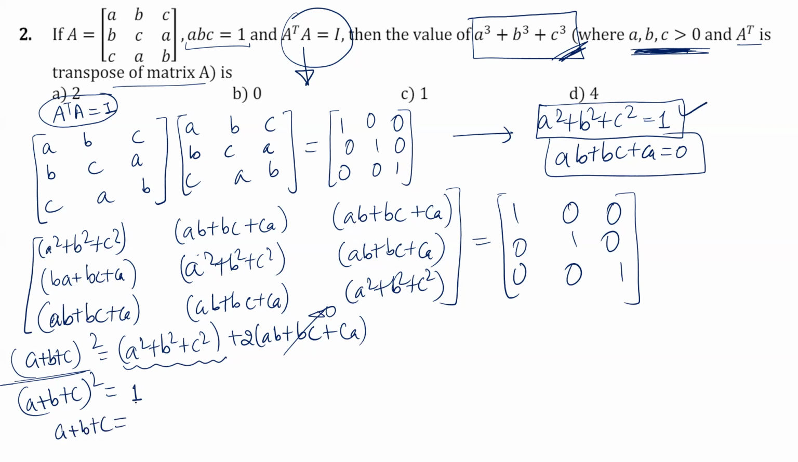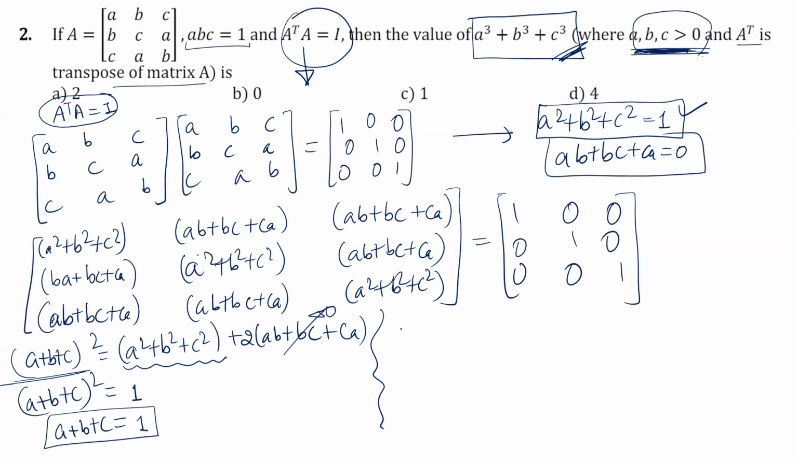This is square. So root can be plus 1 or minus 1. But they have given A, B, C greater than 0. That means A plus B plus C cannot be negative. So A plus B plus C will be positive. This we have concluded. So A plus B plus C is 1.